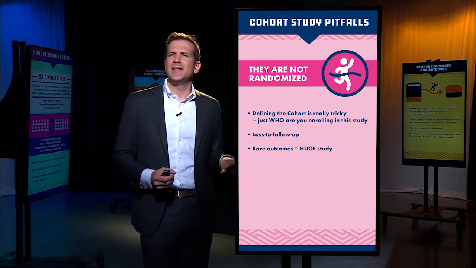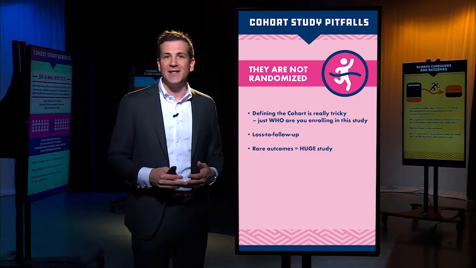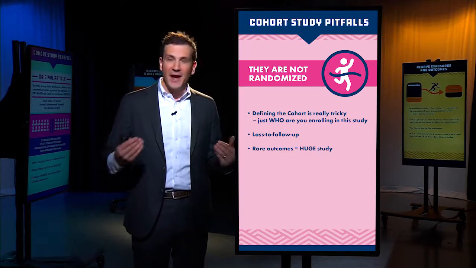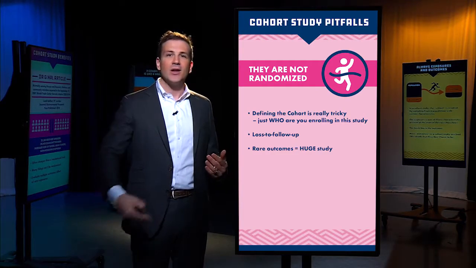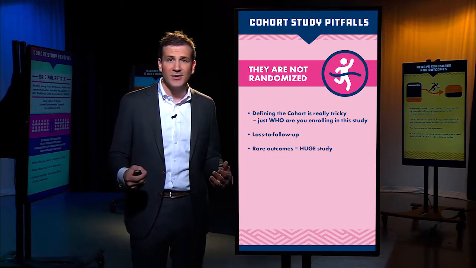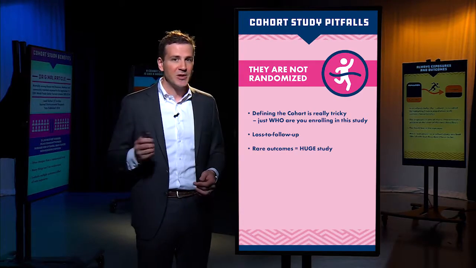If the outcome is very rare, right? If the outcome only occurs in 1 out of 10,000 people, well, then you'd need to enroll hundreds of thousands of people to find enough outcomes to make any inferences. And it's really hard to enroll hundreds of thousands of people in a study. There's a solution to this, though. It's called the case control study, and we'll be talking about it next.